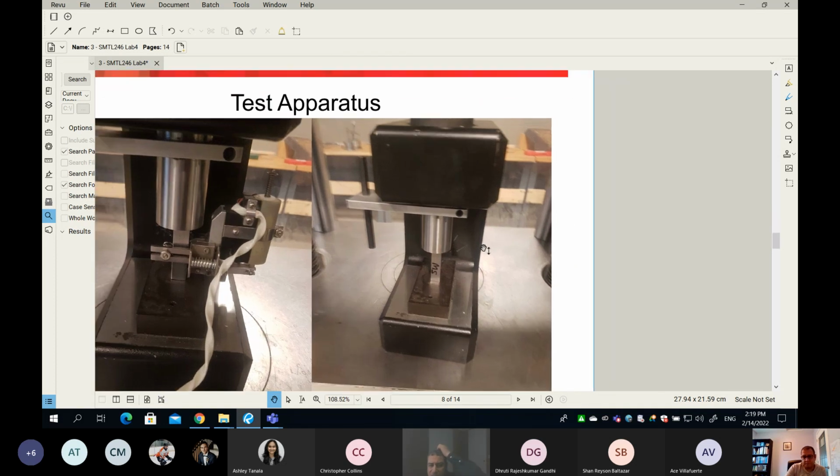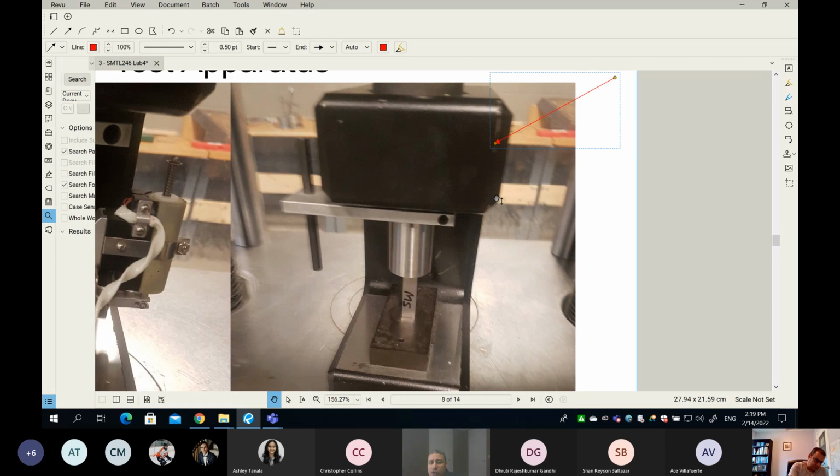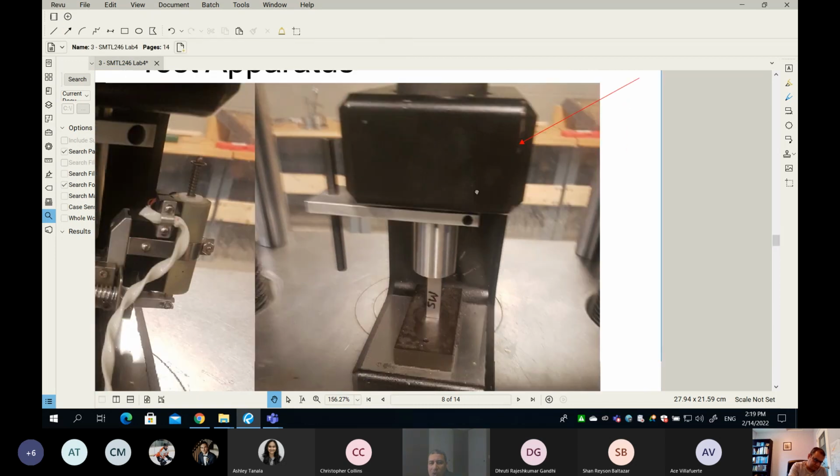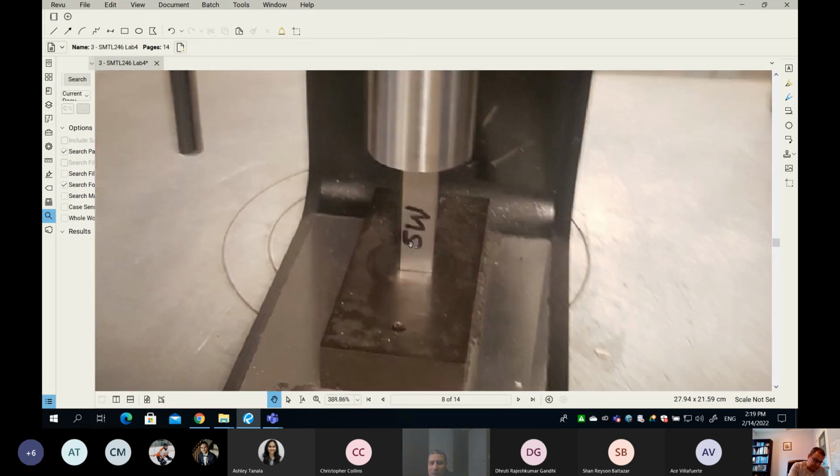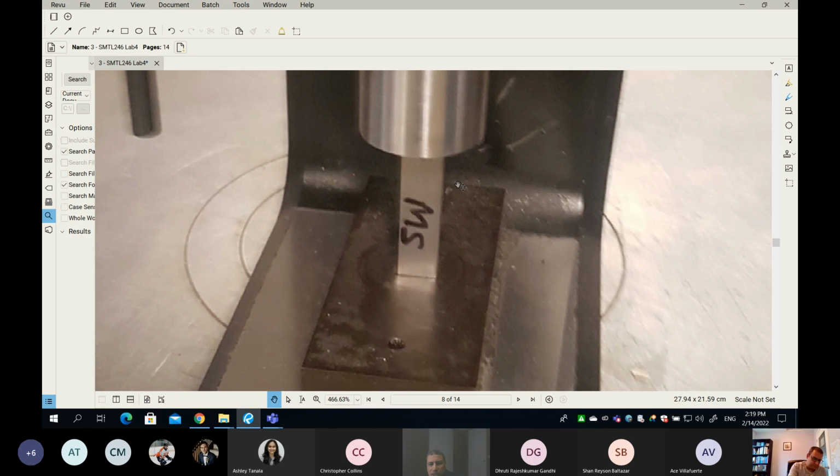So the tension, we have a kind of attachment or jig that clamps onto the head of our specimen. For the compression, simply we have a different jig. So this black thing is the jig we use in compression. And so what happened is, here is our specimen. This is our specimen right here, which is MS, it means mild steel.